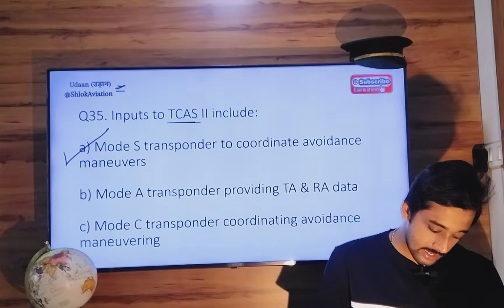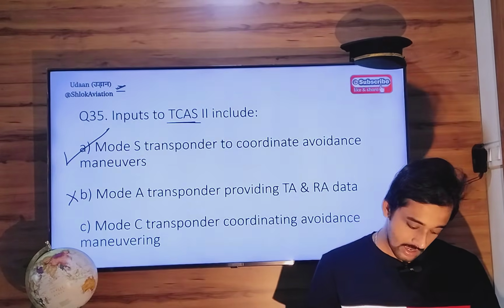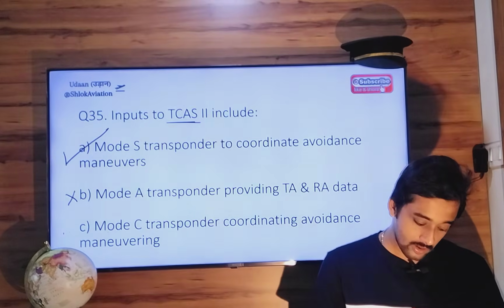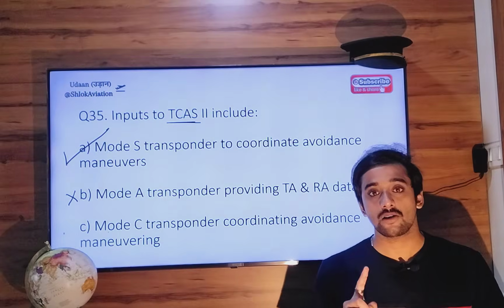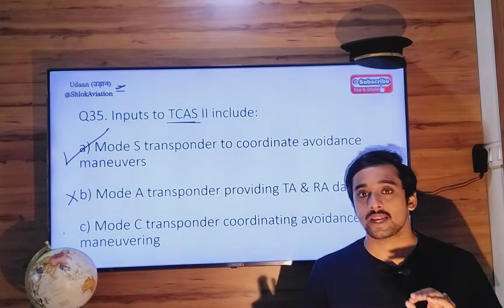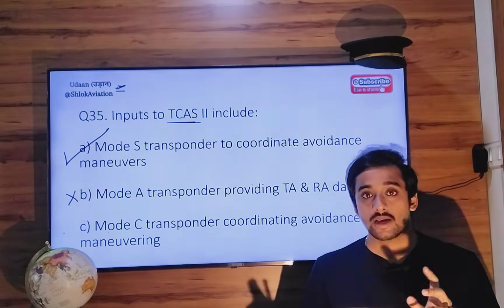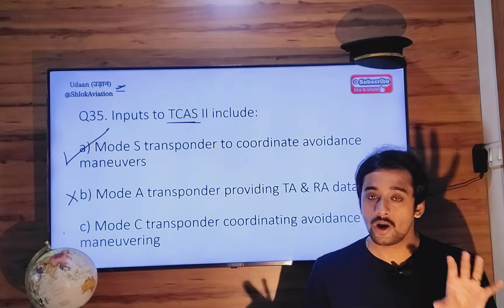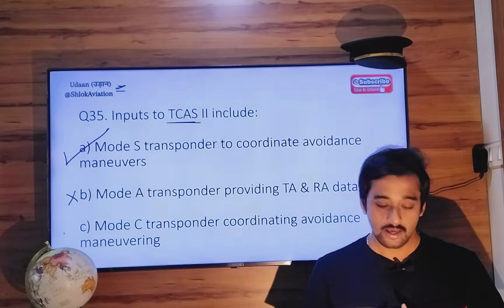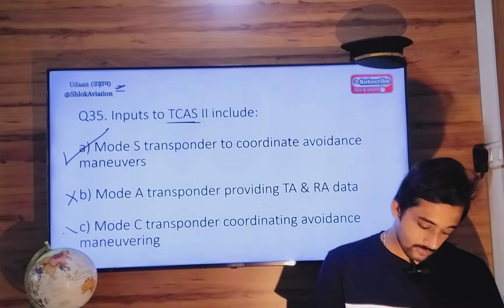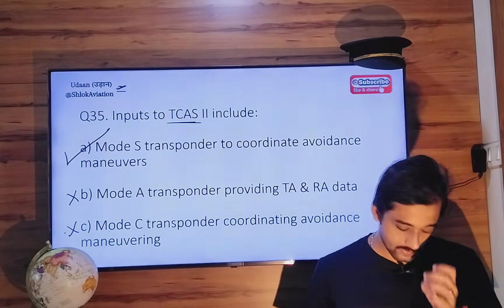Mode A transponder cannot give you a resolution advisory. It can only give you a traffic advisory. Mode C transponder can give you a traffic advisory and a resolution advisory, but the resolution advisory will be limited to your aircraft only. In case of mode C, the resolution advisories of your aircraft and the traffic aircraft won't be coordinated. So that is wrong. For coordinated resolution advisories, you need mode S. Next.